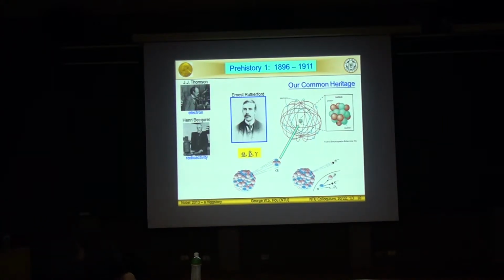I want to start with two little things. One thing is our common heritage, starting with prehistory. By prehistory, I mean back at the end of the 19th century towards the beginning of the 20th century. So J.J. Thomson discovered the electron for us. Becquerel discovered radioactivity, both in 1896. And it took the young Rutherford at that time to distinguish that radioactivity had three kinds: alpha, beta, and gamma.